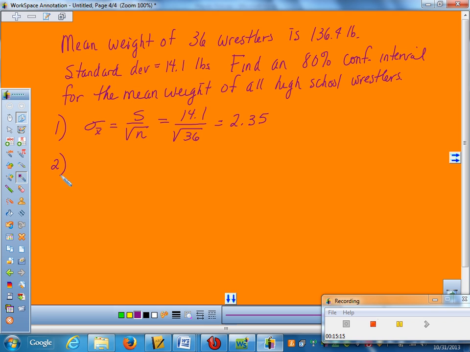Okay, what's the second thing we've got to calculate? Margin of error, which is the z-score times the standard error. We already know standard error is 2.35. A z-score for what? Where am I getting a z-score? That's the 80% confidence.